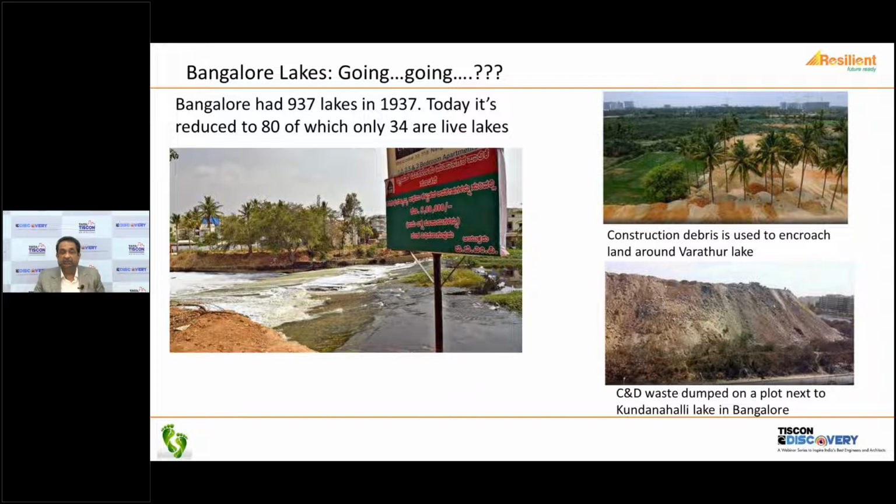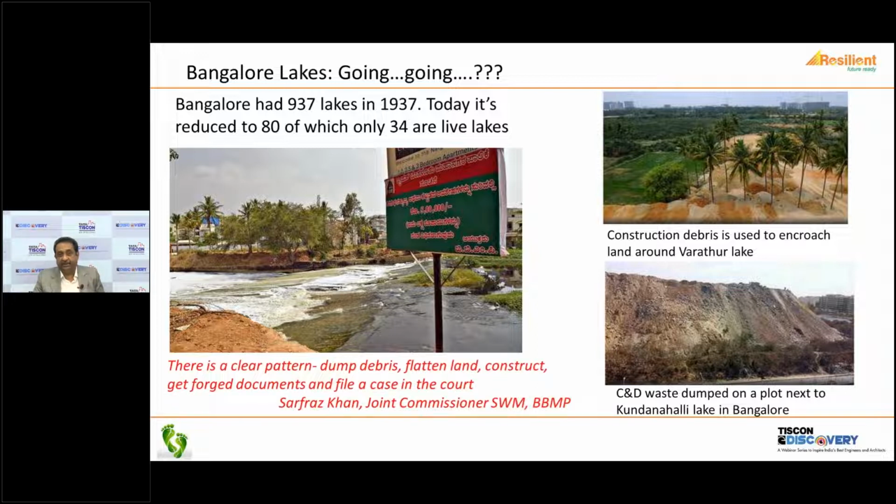And slowly you find that the lake starts disappearing, and this is the way the C&D waste is actually put to use by unscrupulous developers and unscrupulous people who want to grab the land. Sarfraz Khan, Joint Commissioner of the BBMP, says that there's a clear pattern. You dump the debris, flatten the land, construct on it, and file a case in court, and then you get away with the property. So there are quite a lot of things happening, for which C&D waste is used or abused for all the wrong reasons.